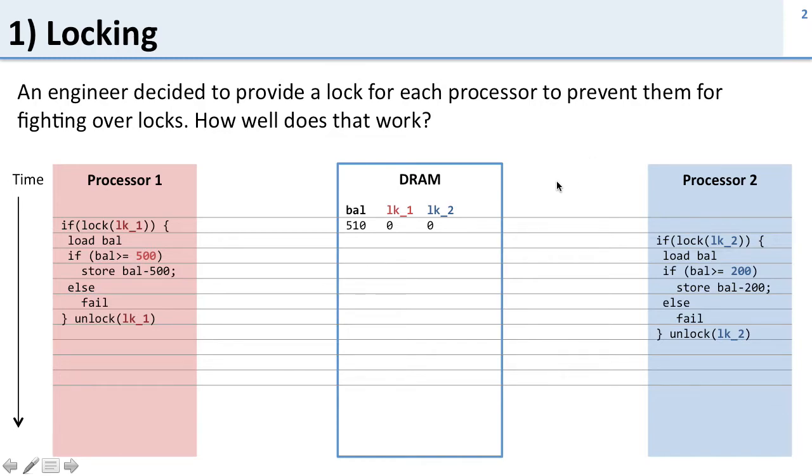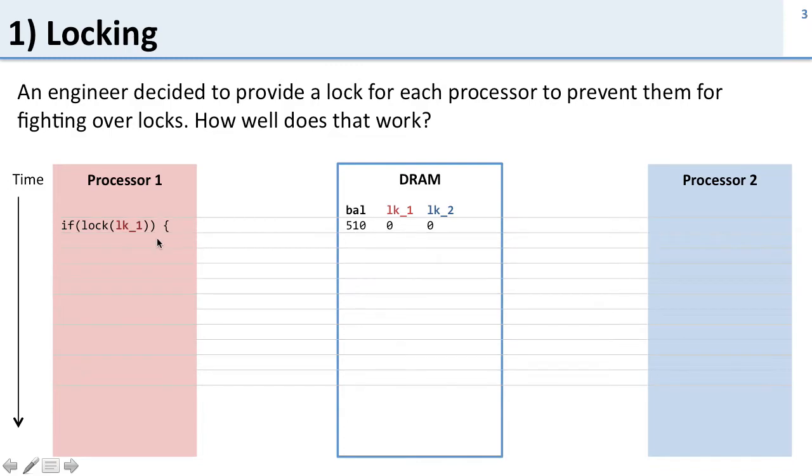Well, when we take a look at this, there's a big problem, and the problem is that we have a lock per processor. So this processor can go through and get this lock, but that doesn't stop the second processor from getting the other lock. The locks are per processor and not for the data we want to keep shared. So we really want to keep this data locked because that's the thing that's shared.